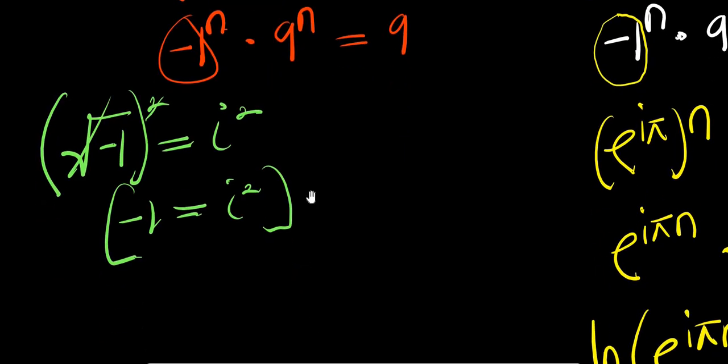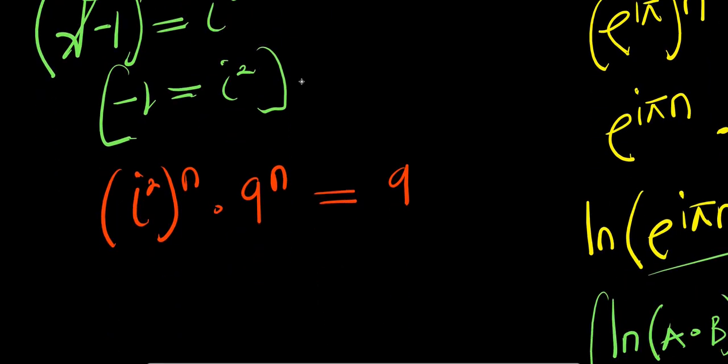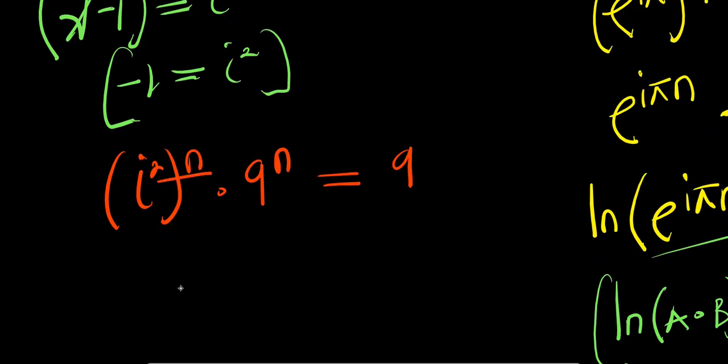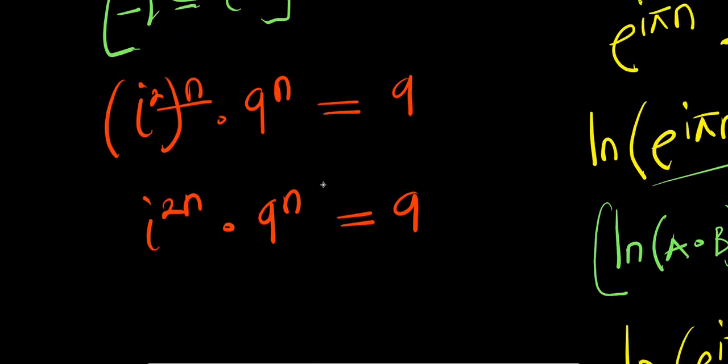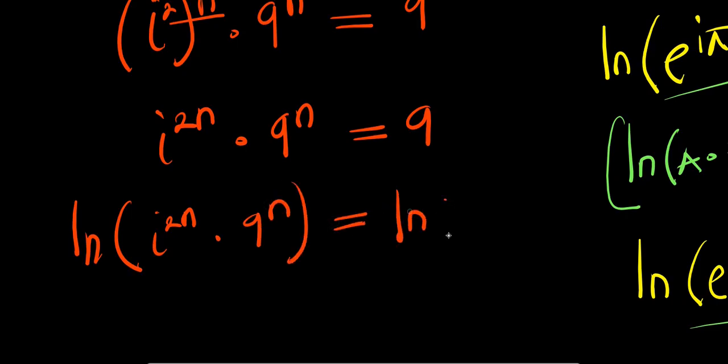So we come over here. Instead of writing negative 1 here, we have iota squared power n times 9 power n equals 9. So we multiply this exponent. We have iota raised to the power of 2 times n, times 9 power n equals 9. I can make use of natural log. Natural log of i power 2n times 9 power n equals natural log of 9.